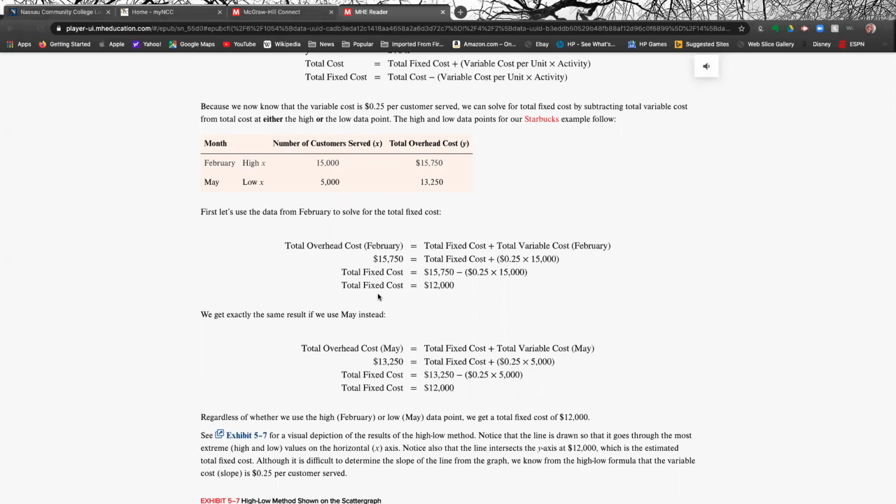Now to test it, you make the same calculation for the month of May, the low month. So the low month, we served 5,000 customers times 25 cents. Subtract that from 13,250 and you'll get the same 12,000. So 12,000 would be the fixed cost and anything above it is the variable.